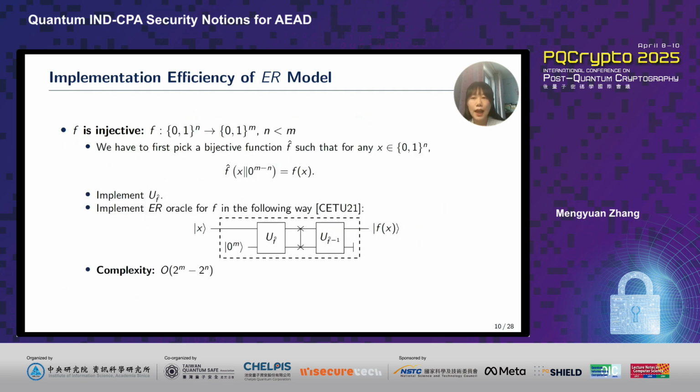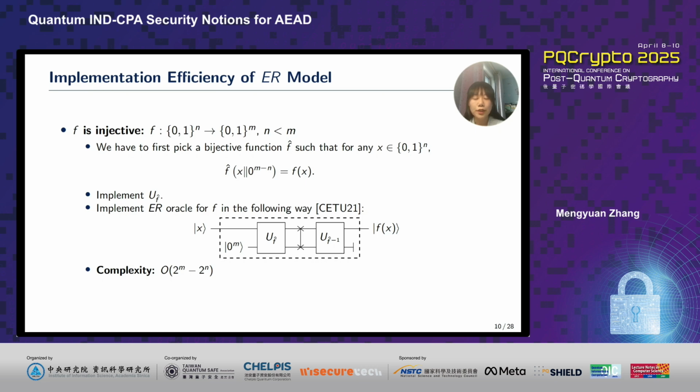However, the case where f is an injective function is more challenging. Here we present the implementation method given by Carstens et al. for function f from n-bit input to m-bit output with n less than m. First, we need to construct a bijective function f hat such that for any n-bit string x, it satisfies the following relationships. That is, f hat has only 2 to the power of n points determined by function f, and the function values at the remaining points can be chosen arbitrarily.